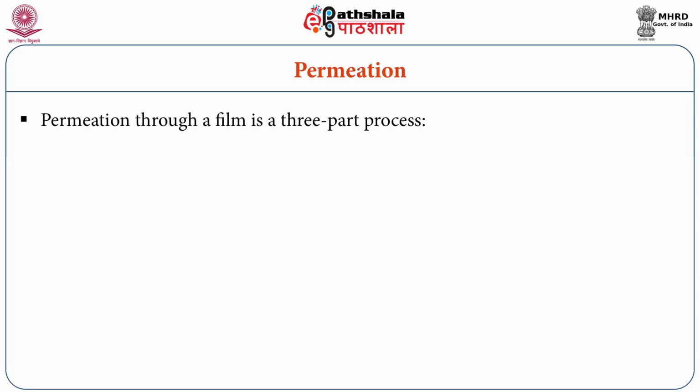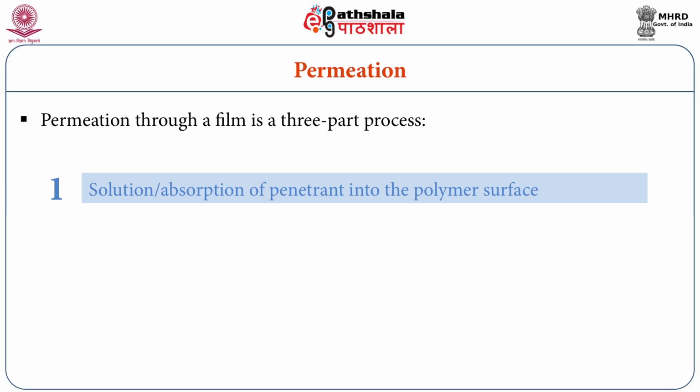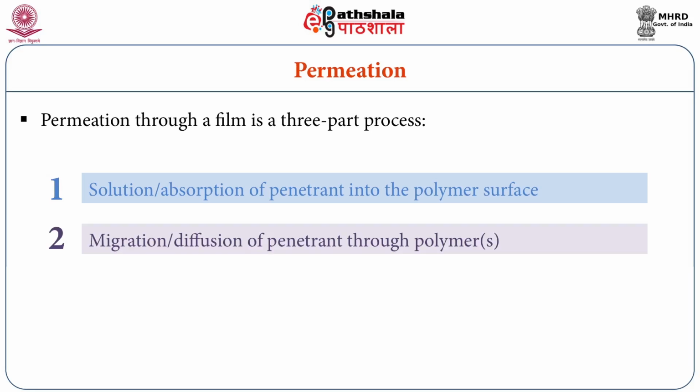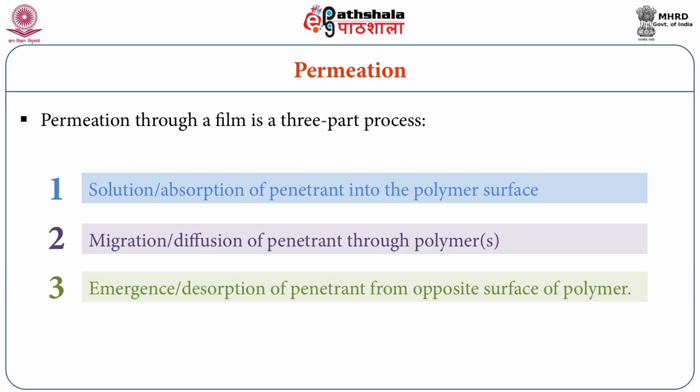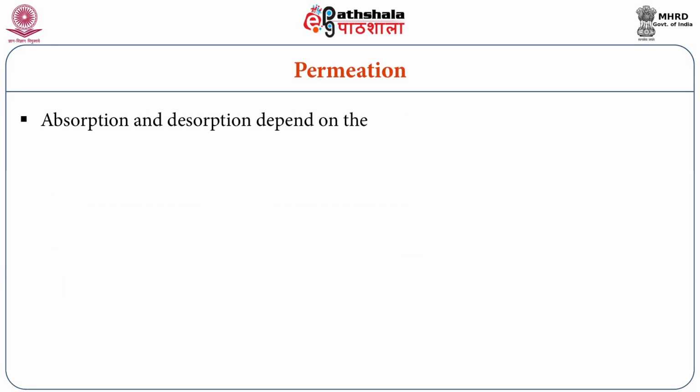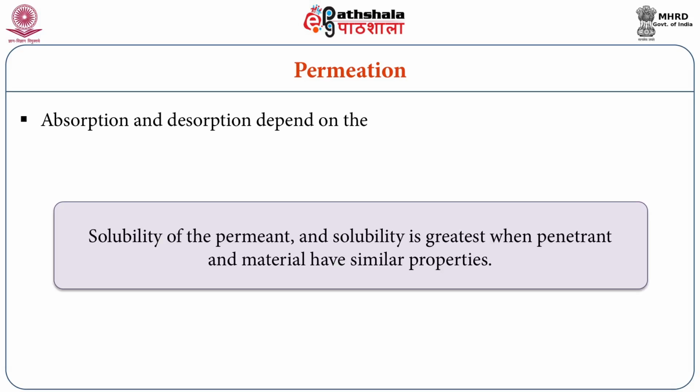So, starting with permeation. Permeation through a film is a three-part process. First one is solution or absorption of penetrant into the polymer surface, then migration or diffusion of penetrant through polymers, and emergence, desorption of penetrant from the opposite surface of the polymer. Absorption and desorption depend on solubility of the permeant, and solubility is greatest when penetrant and material have similar properties.